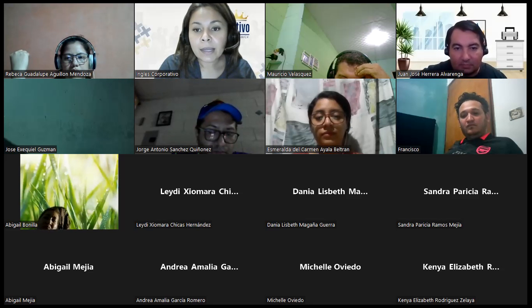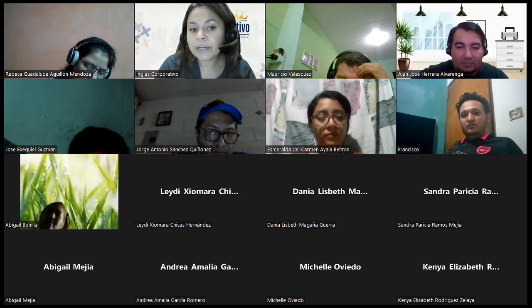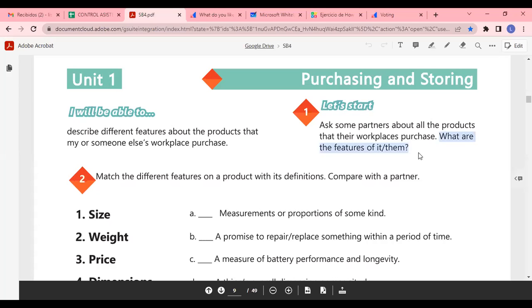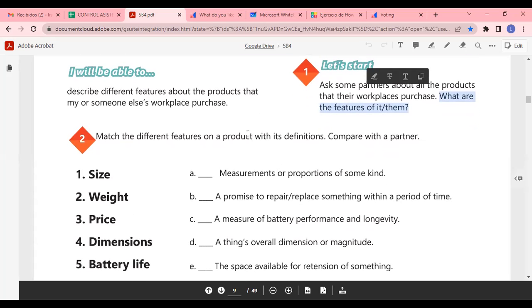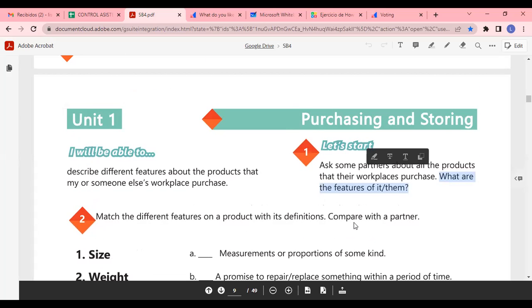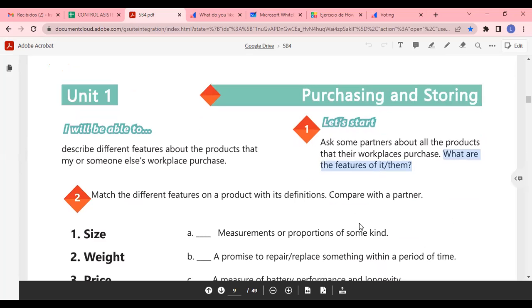Give me 1 second. So now, in here it says the next question. What are the features of it or them? Do you notice the price, dimension, the warranty, or you're okay with that? Do they check that or no? Sometimes yes, sometimes no. Or they don't check. The people that buy don't check the things. What do you know about that? No? What are the features? For example, what are the features for, let's say, coffee? What features would you look for in the coffee?